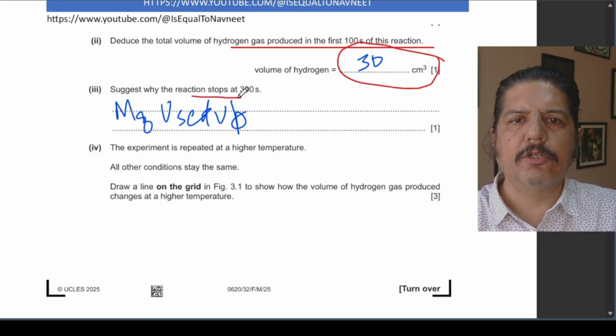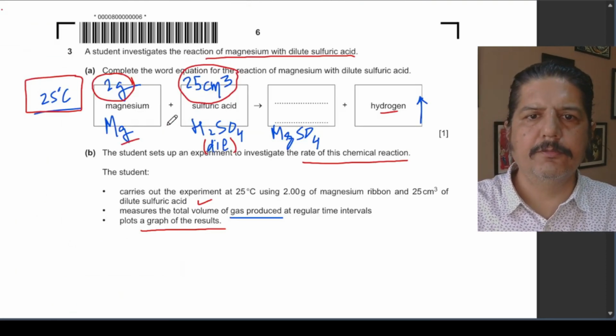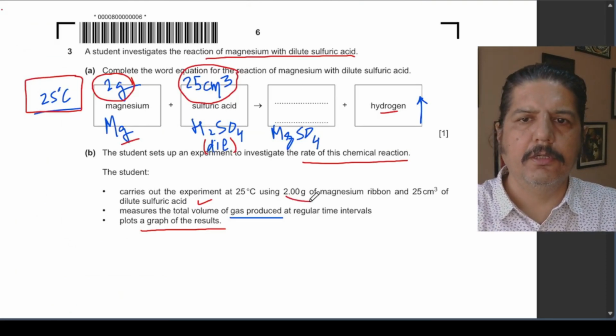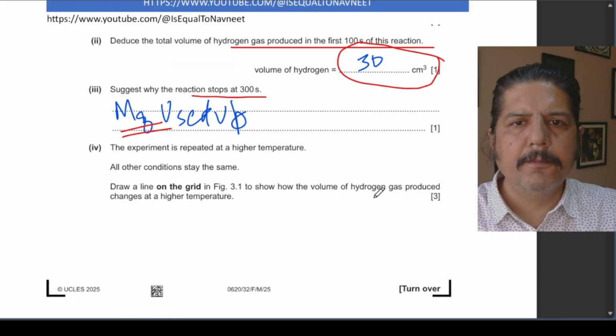Next, why does the reaction stop at 300 seconds? The quantity of H2SO4 is more, so the 2 gram of magnesium ribbon which was used is completely used up. So the reaction stops.